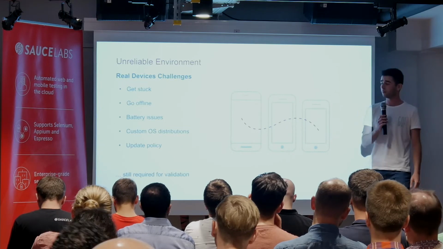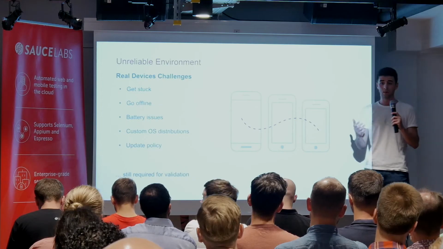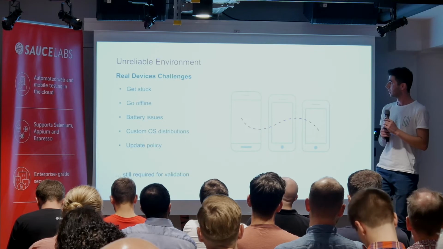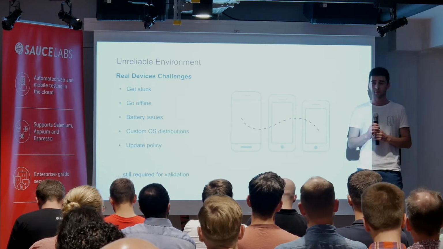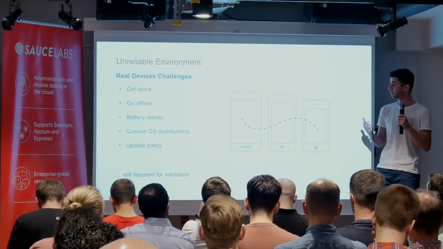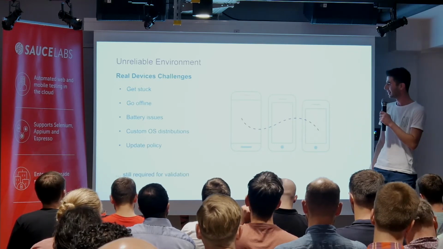What is special in our environment is that real devices are required for validation. But they have many issues. They may get stuck, and we need to restart them. They may lose connection, like the cable has an issue, or a pop-up on the device might prevent us from doing test automation on it. They might have battery issues: they might run out of battery, or the battery might swell and explode, but that didn't happen yet.